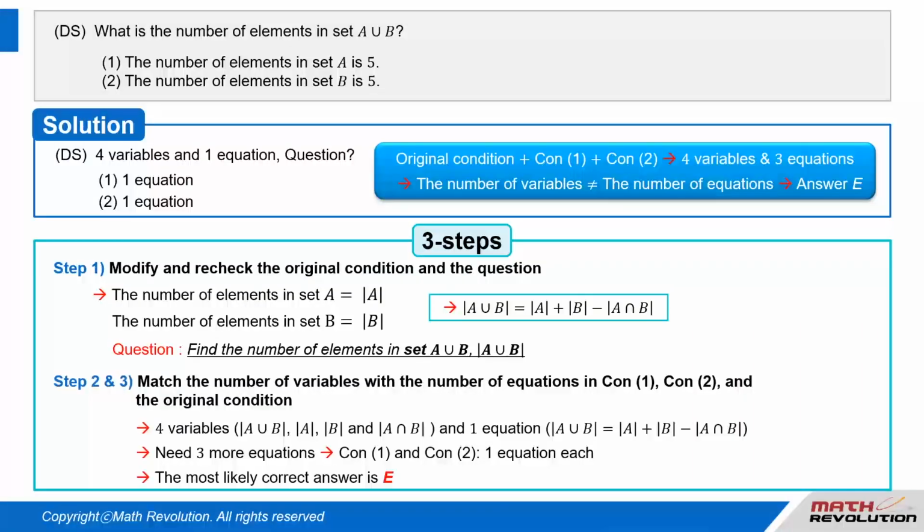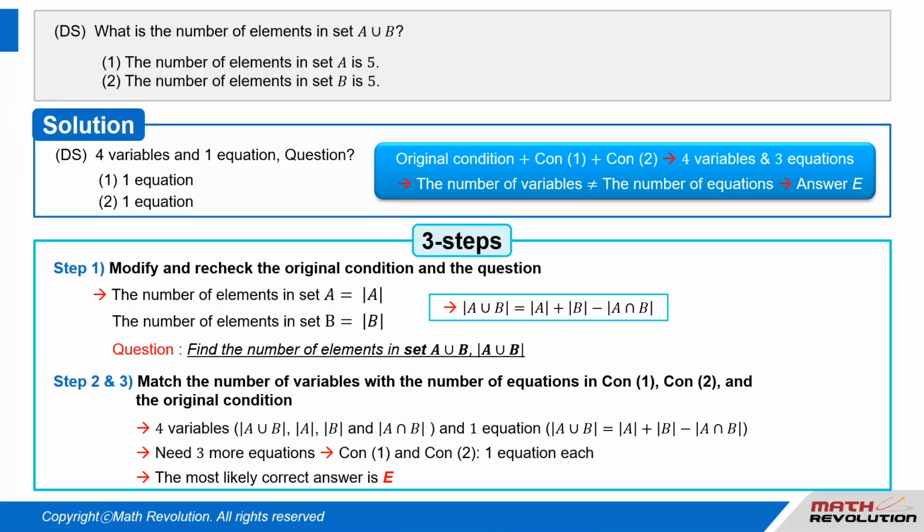Follow the second and the third steps. From the original condition, we have 4 variables: mod A, mod B, mod A intersection B, and mod A union B, and 1 equation. Mod A union B equals mod A plus mod B minus mod A intersection B. To match the number of variables and the number of equations, we need 3 more equations. Since conditions 1 and 2 will provide 1 equation each, E would most likely be the answer.